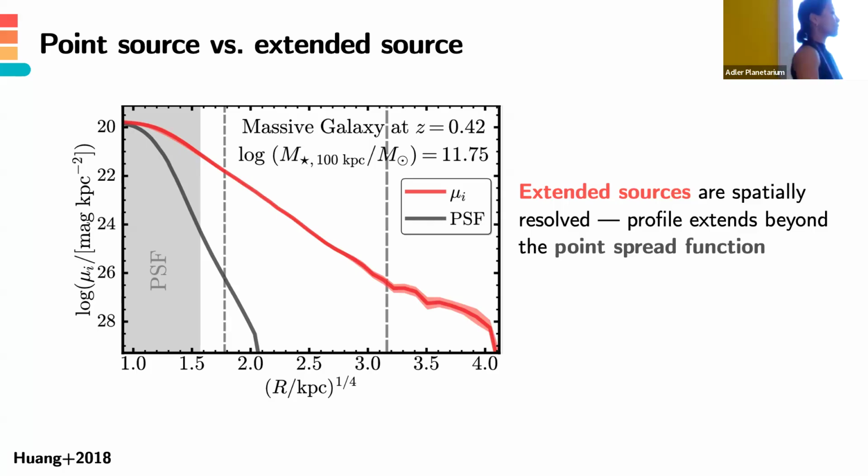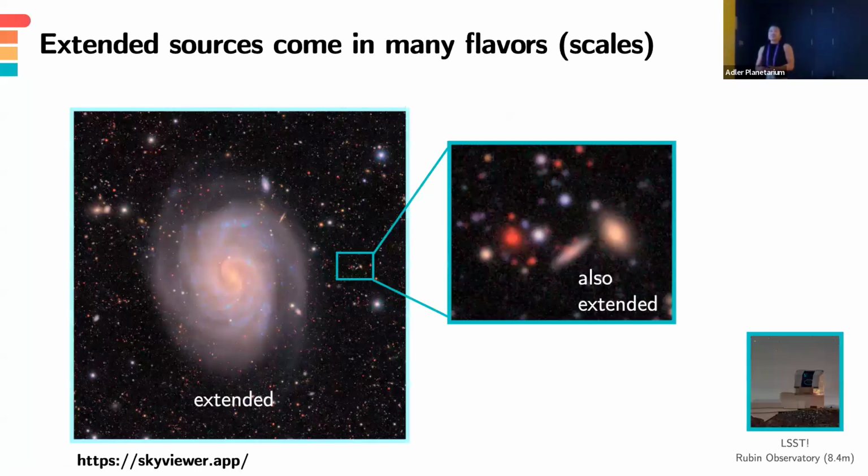So extended sources are really kind of what they say on the tin. They're spatially resolved and their profile extends beyond the point source function. So it's pretty easy to define what an extended source is versus a point source, at least in theory. If it's broader than the PSF, it's an extended source. If it is the PSF, it's a point source. In reality, though, extended sources come in many flavors.